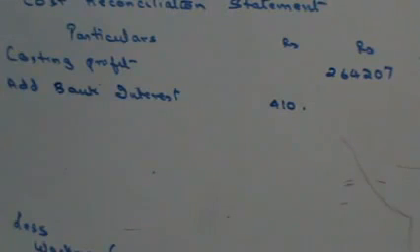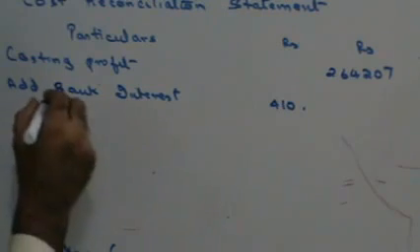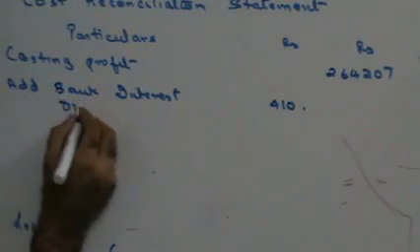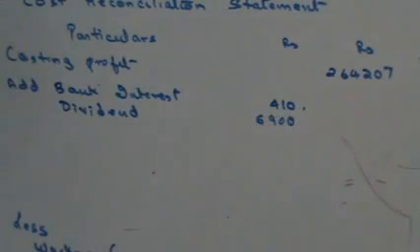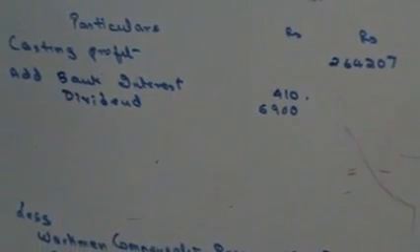Similarly, dividend I did not record. Dividend is there in P&L account on the credit side, it is not there in cost sheet. It is less in cost sheet, but it is a credit side entry, so I will record it in add column. So dividend 6900, right? Now these were the entries from P&L which I had exclusively not recorded.